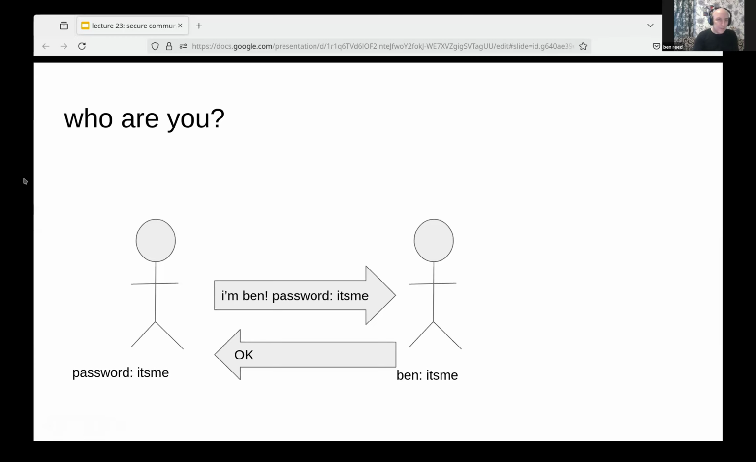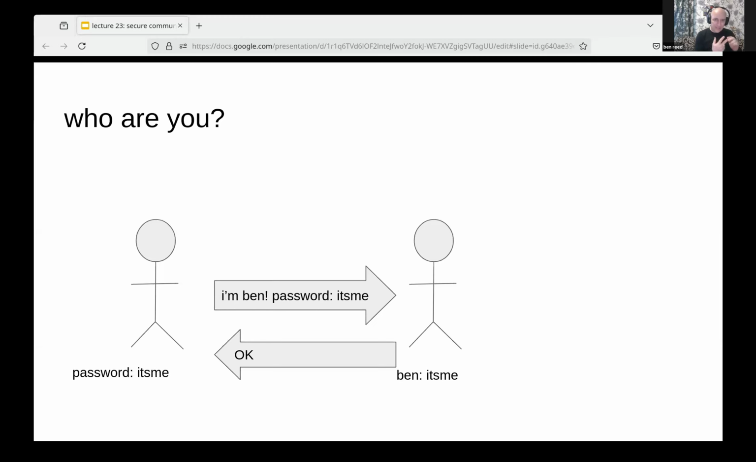Does anybody want to point out some of the problems with using a password scheme like this for identifying Ben? Like, what's the problem with this password? Oh, go ahead. You can speak up. Yeah, so I suppose the problem is that the person who is trying to identify Ben should know the password ahead of time, right? Right. So the person identifying Ben has to know the password ahead of time, which brings up two problems.